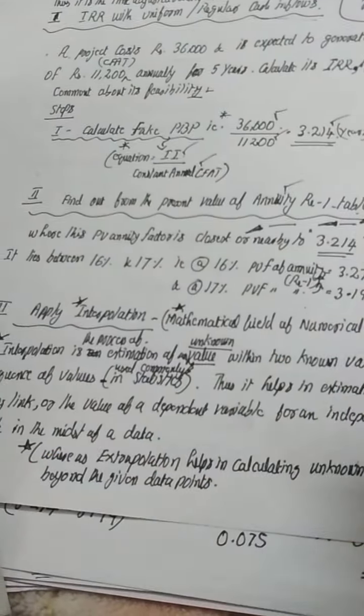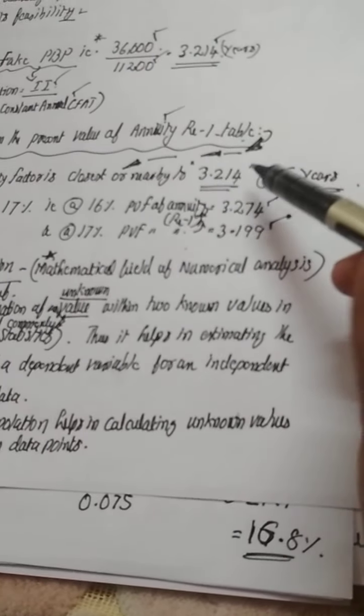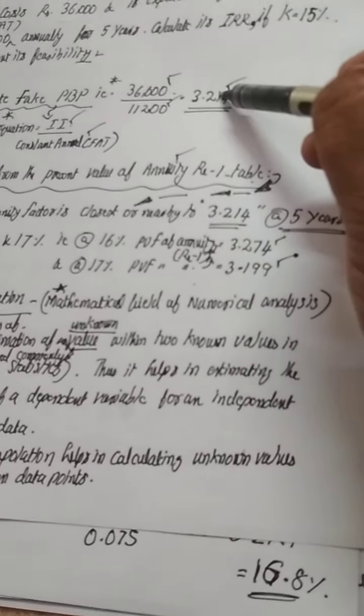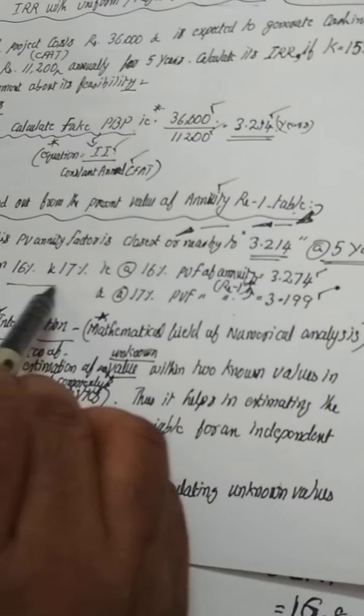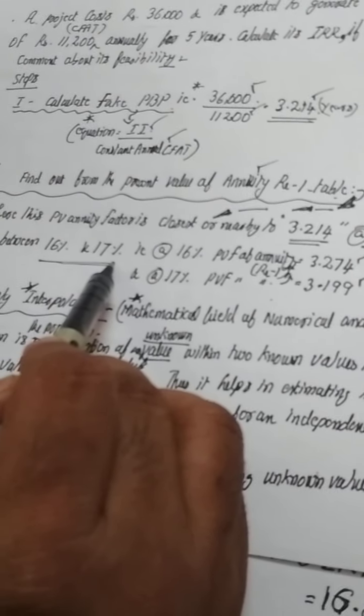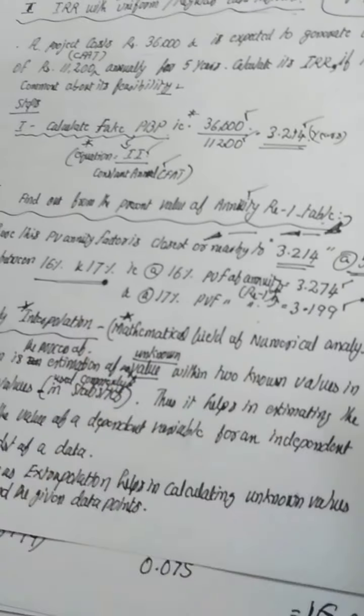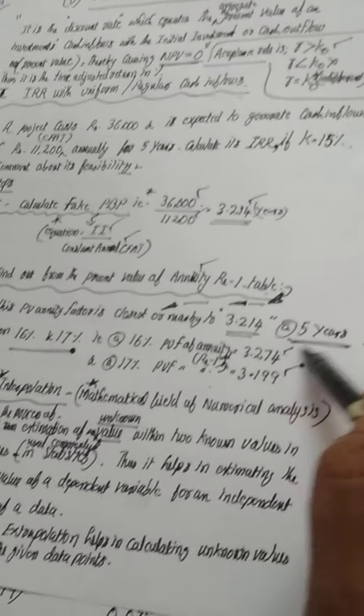Now the third step. After finding the 16 and 17 percent, we write the present value factor for 16 percent, 3.274, and for 17 percent, 3.199. Both we are writing here. The meaning, make it very clear, is that this 3.214 fake payback period lies between 16 and 17 percent of the present value of rupee 1 annuity table, where we take both present value factors.